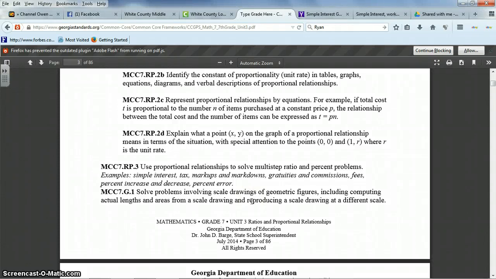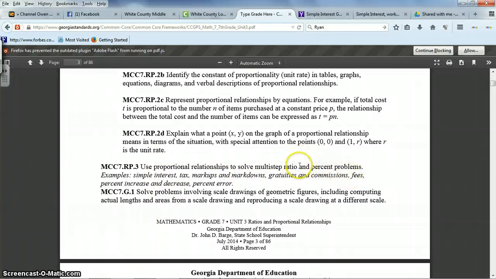All right, so we're finishing up, you can see on your screen here, MCC7RP3. We've done most of the other stuff in this unit. Not a lot with scale, we'll come back to that. But we're going to be doing proportional relationships using multi-step ratio and percent problems.